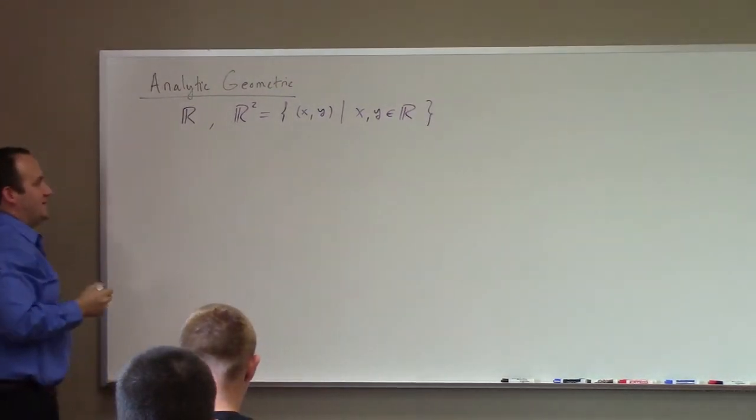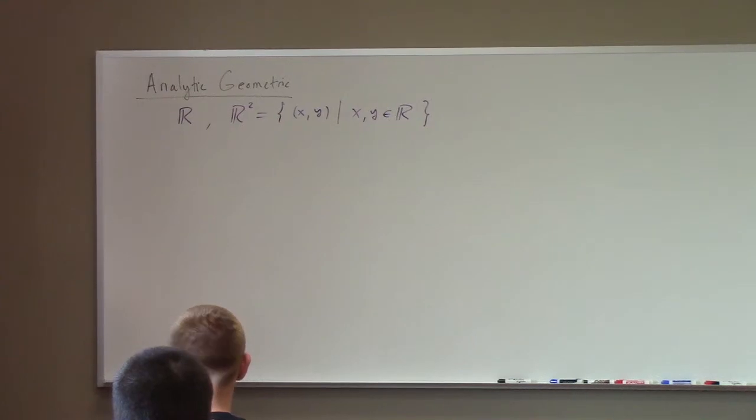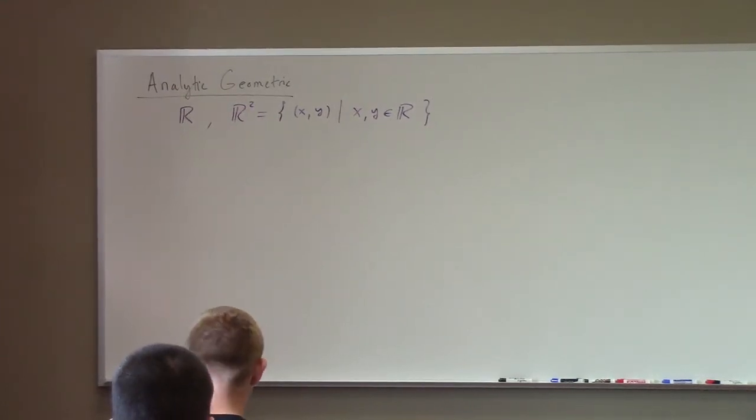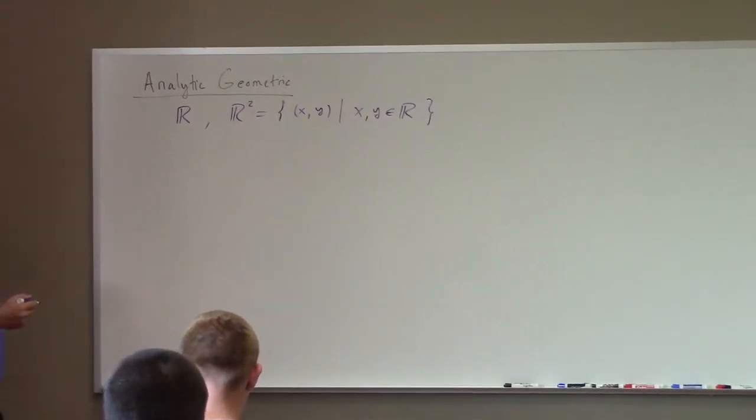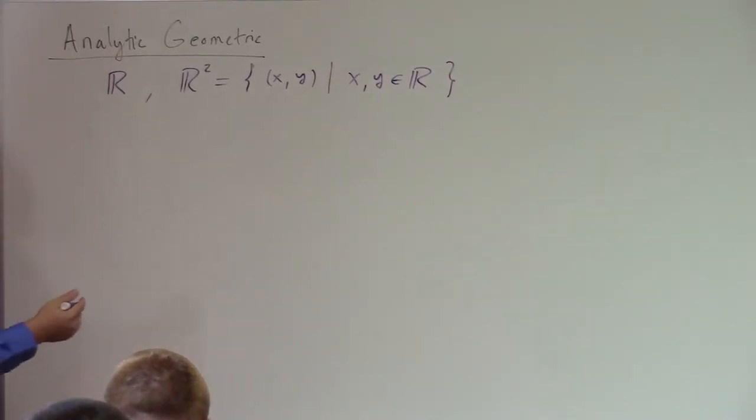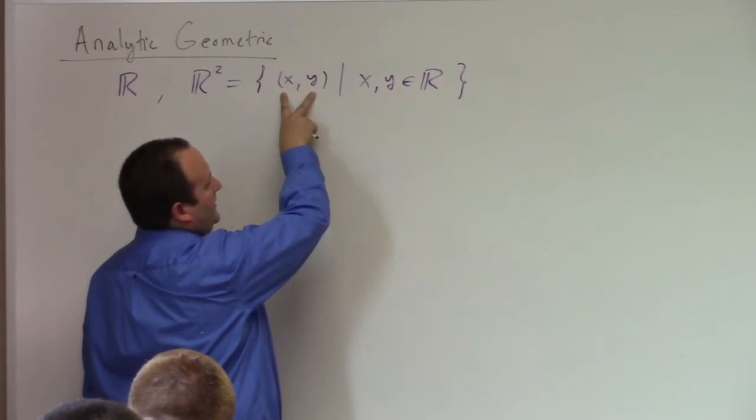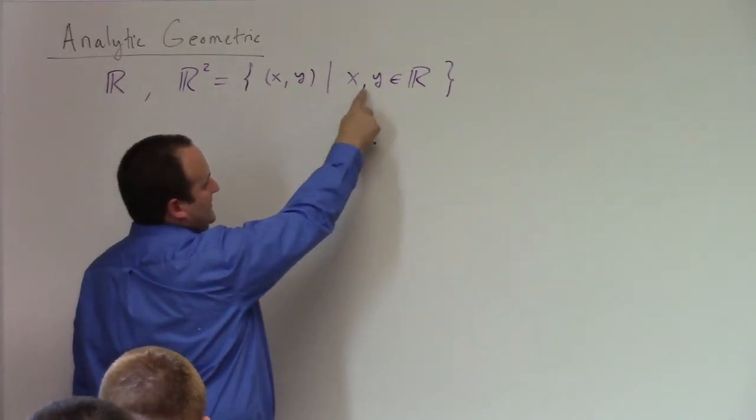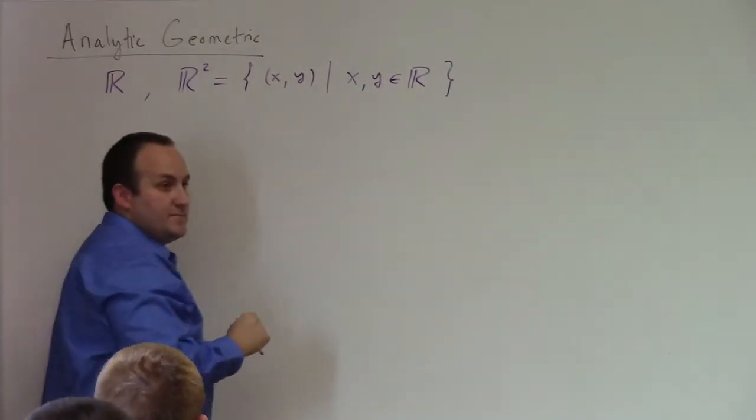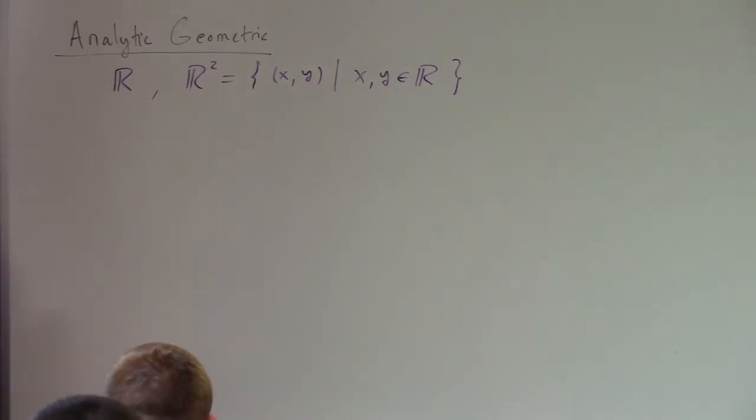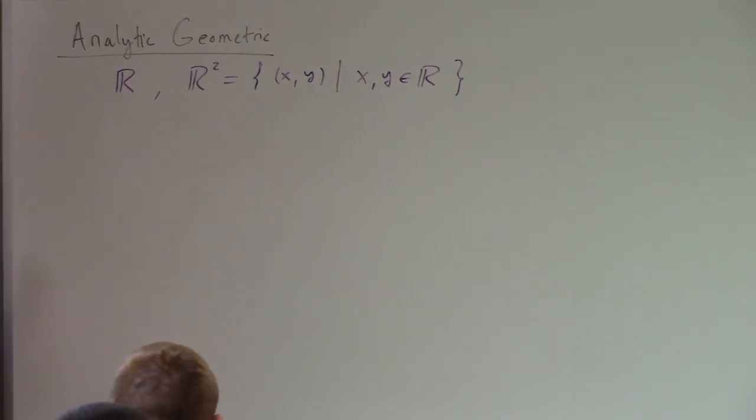That means element of, if you didn't know already. Sorry, I'm using some scary set builder notation. I will use it from time to time. If you don't understand it, you can just ask. This bar means such that, so this is a pair, x comma y, such that x and y are real numbers, right? So geometrically, we identify this with a plane, all right?